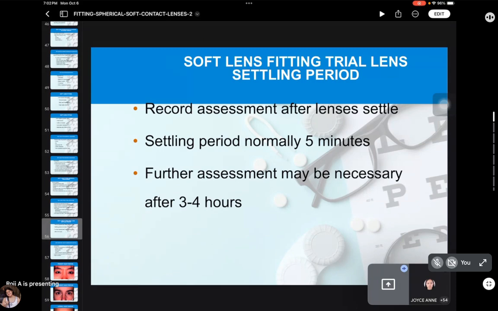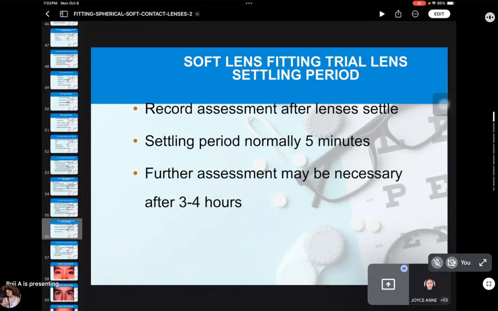Now, soft lens fitting trial settling. Always remember there's a settling. It settles from the word settle. It's like this, Joyce. When you wake up, what's the first thing you do? Nagsi-CR po, Dok. Ako hindi. Ino-open ko muna yung eyes ko. First thing I do is to open my eyes. Tapos look around. Okay, and then I get up. Nagsasettle muna ako.